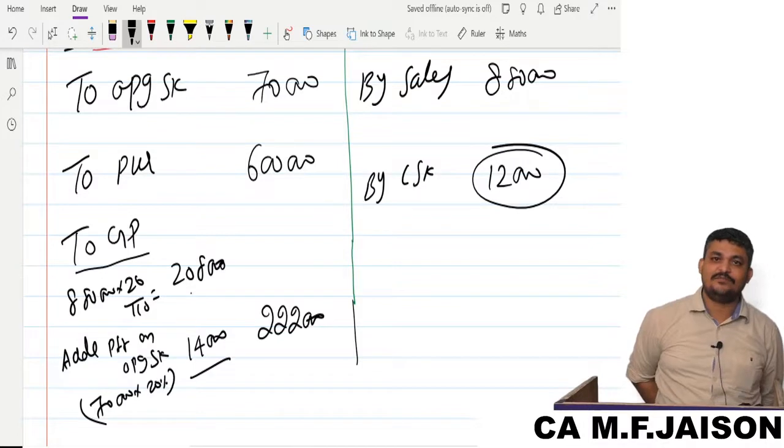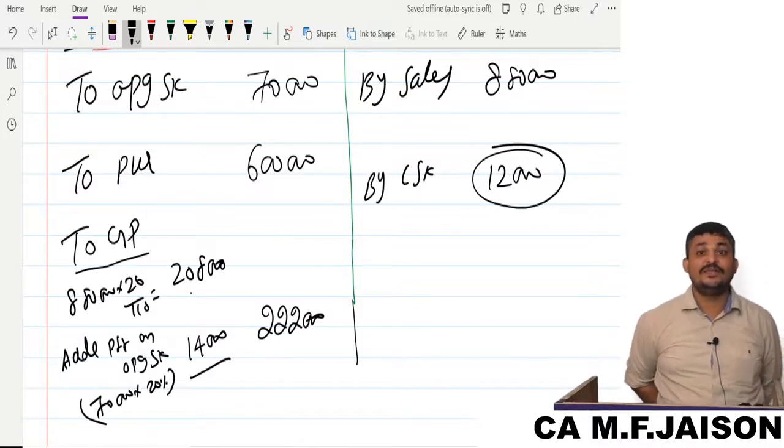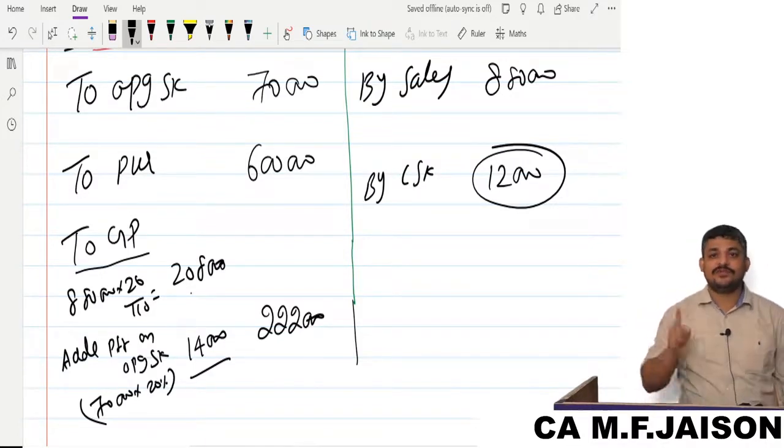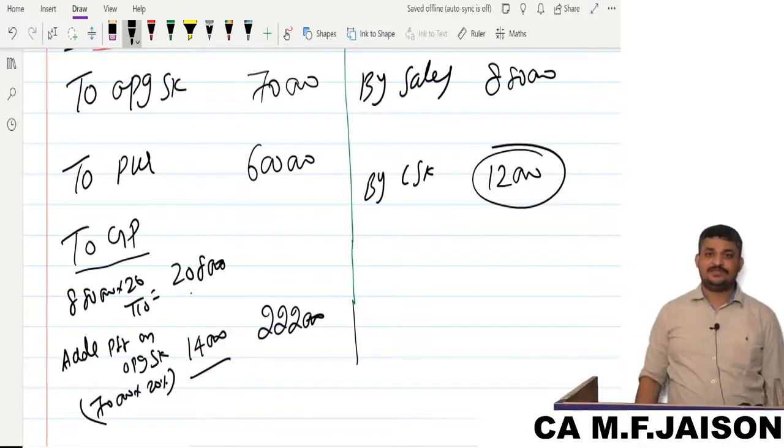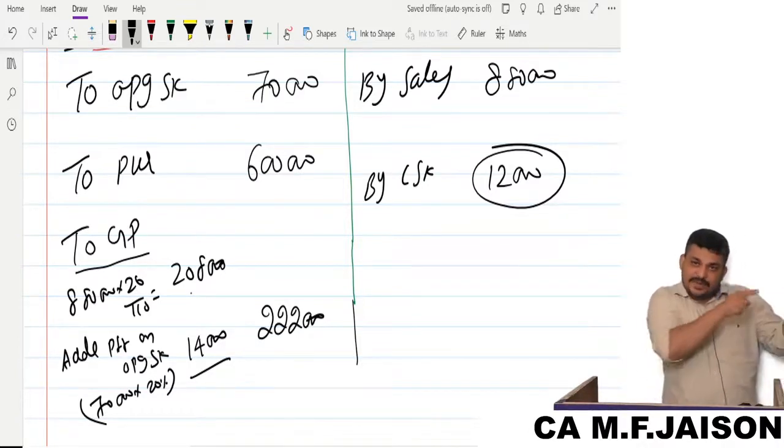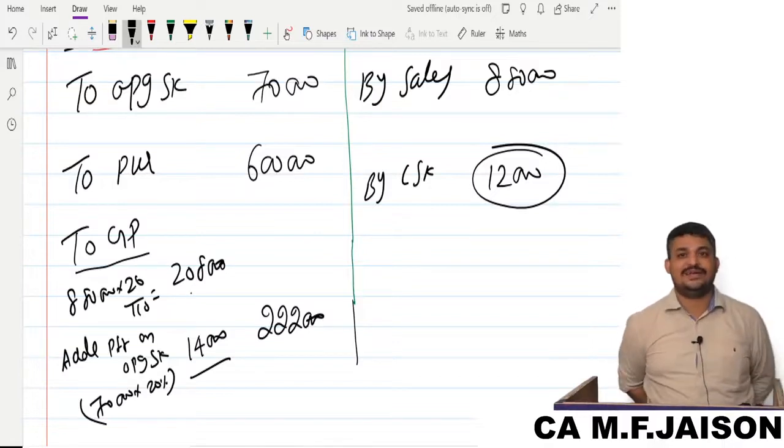What is the extra profit of 14,000? The additional profit related to opening stock. Opening stock was not purchased at current year cost price. It was purchased at previous year price. And the differential portion is profit for the current year.